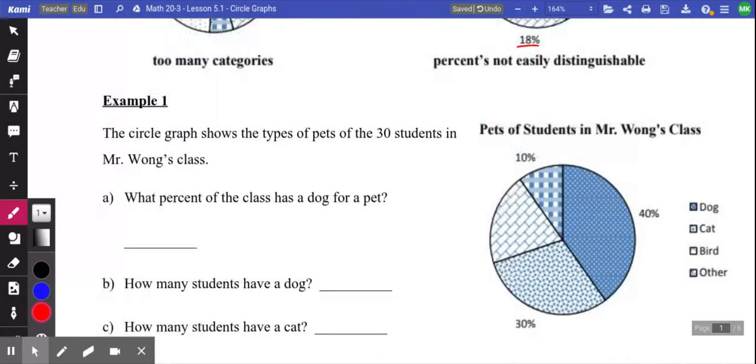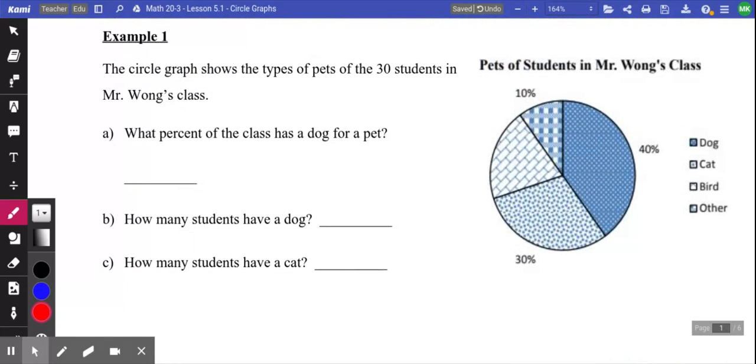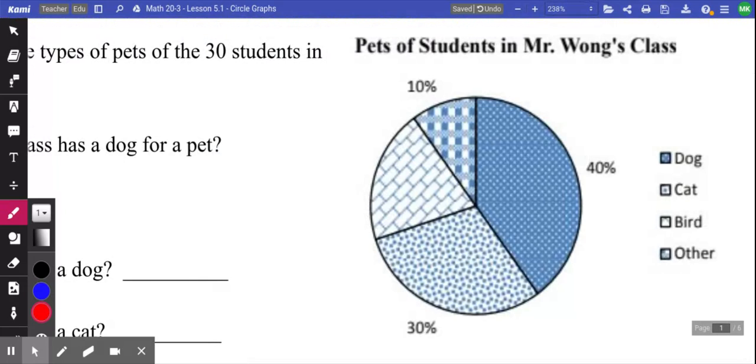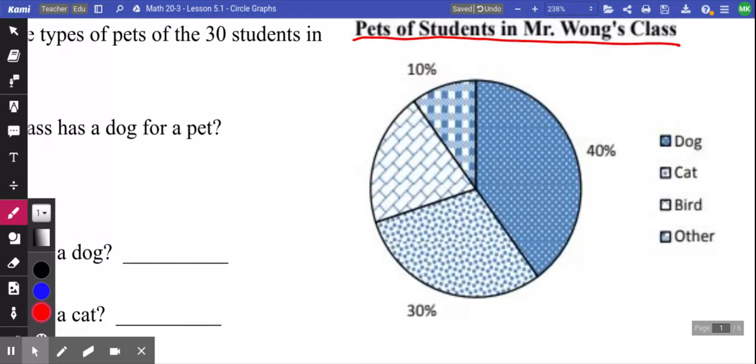Cool. Let's just do some questions because that's the best way to do this. So this is a circle graph right here. This circle graph represents pets of students in Mr. Wong's class. When you see this pattern, that represents the dog section. This pattern represents the cat section. This pattern represents the bird section, and this pattern represents all other animals.